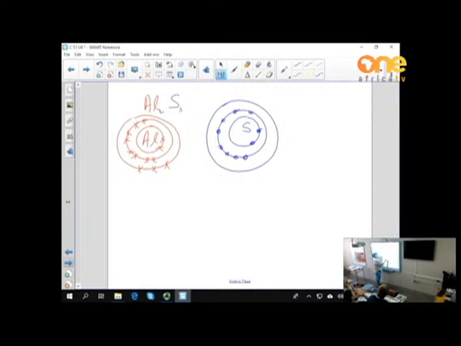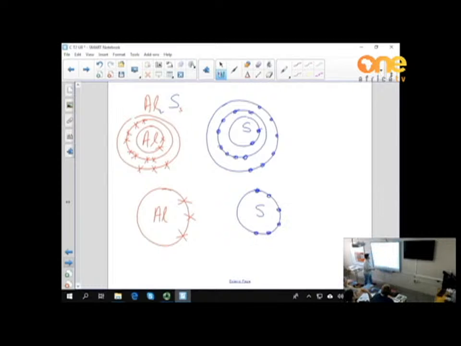So that gives me 10, 11, 12, 13, 14, 15, 16. With me? And now we show the outer shells. We show that aluminium has got how many electrons in its outer shell? 1, 2, 3. All right? Okay. So sulfur has got how many electrons in its outer shell? 6. 1, 2, 3, 4, 5, 6.